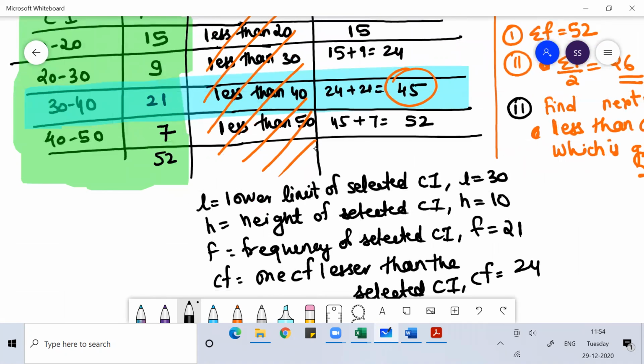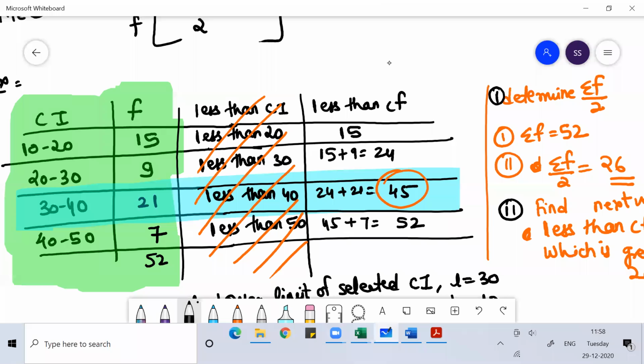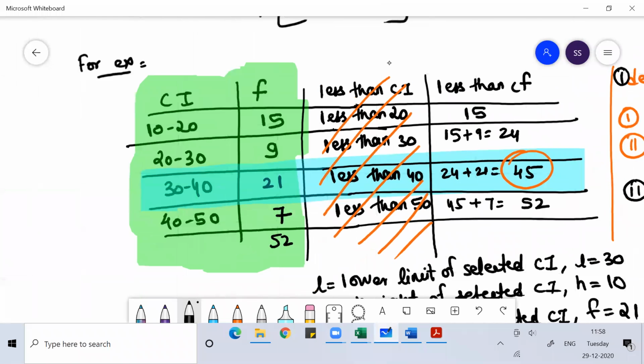Clear, everyone? I hope you're understanding, guys. Please understand what frequency is all about. Frequency basically talks about the number of values which are repeating. So if the frequency of 10 to 20 is 15, it means there are 15 values which are between 10 to 20.